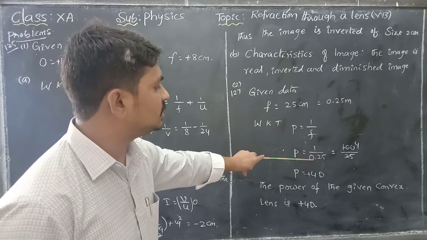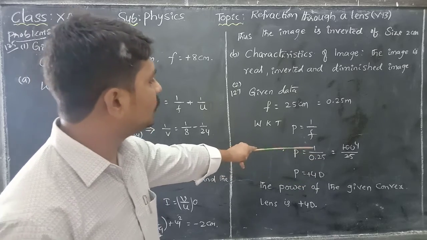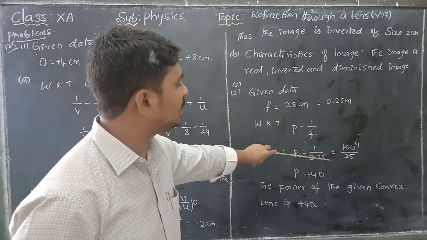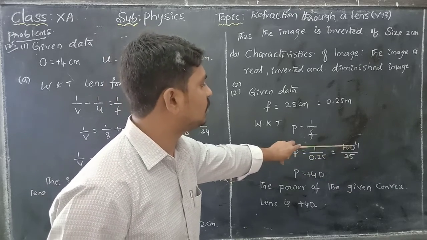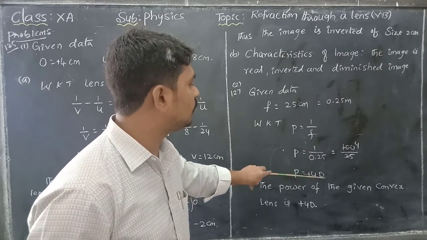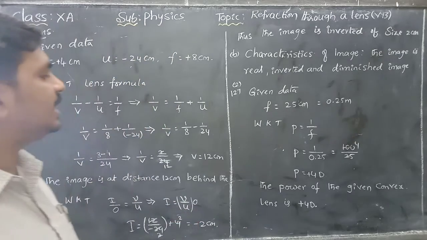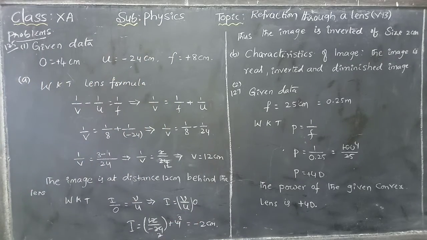P equals 1 divided by 0.25. Next, multiply numerator and denominator by 100: 100 divided by 0.25 into 100, which is 25. 25 fours are 100, so plus 4 diopter. Power is equal to plus 4 diopters. The meaning of that is the power of the given convex lens is plus 4 diopters. Plus is positive for convex. The focal length should be in meters, then only the power is in terms of diopters.